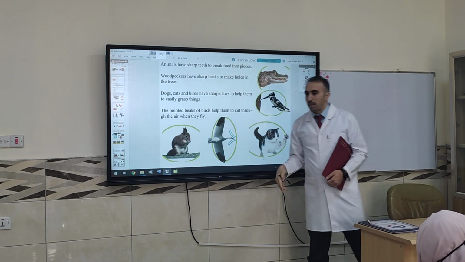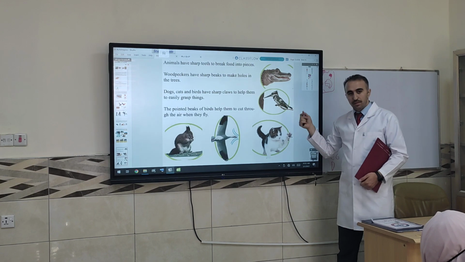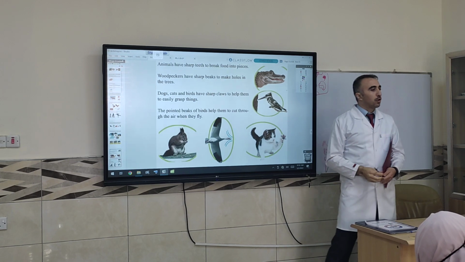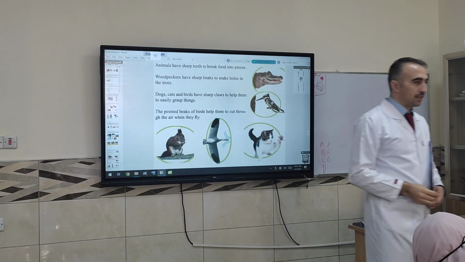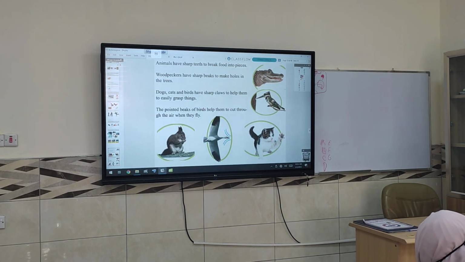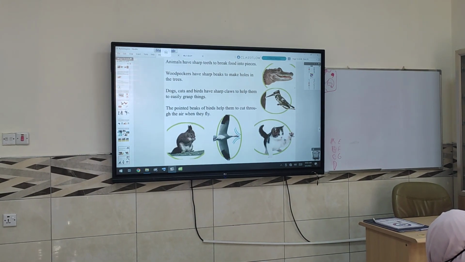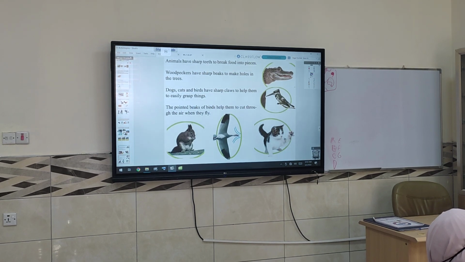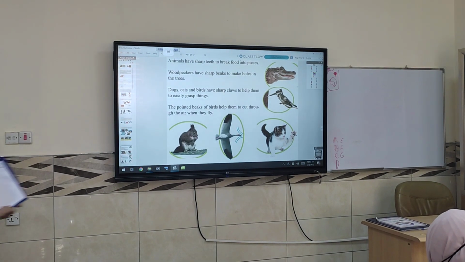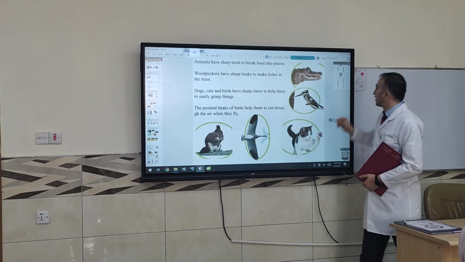And in these pictures, some of the animals have pointed teeth and pointed beaks, paws. For what? Yes, Nurhan? Why are their teeth sharp and beaks pointed? To make more pressure to cut. Well done. To make more pressure.